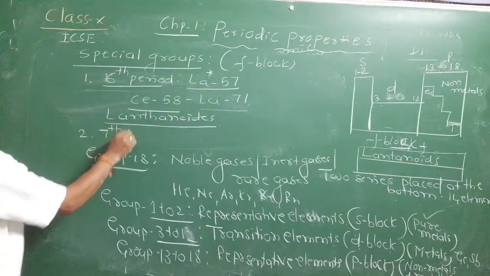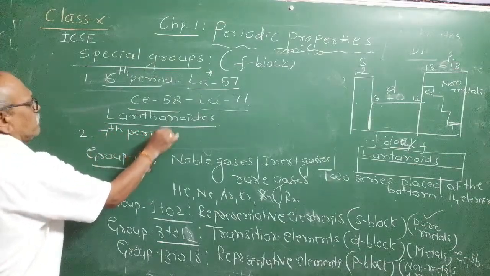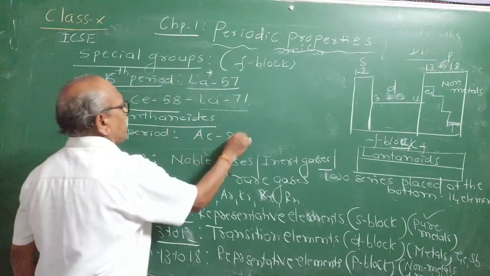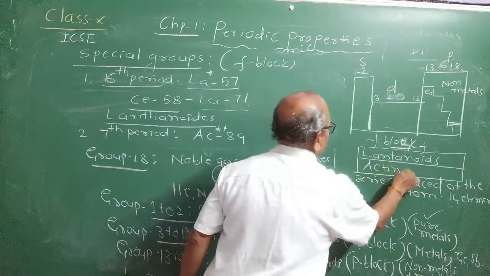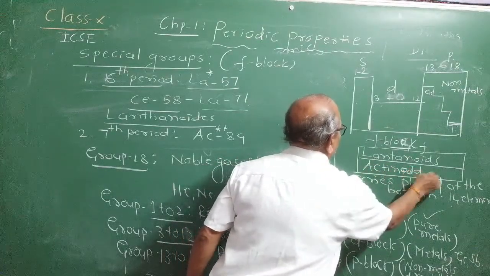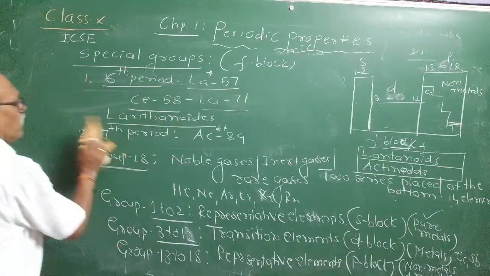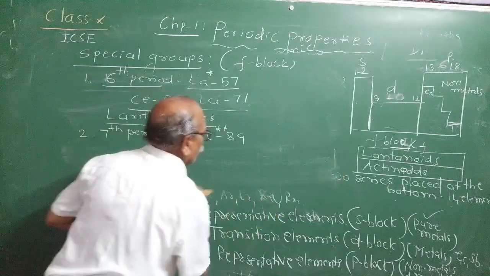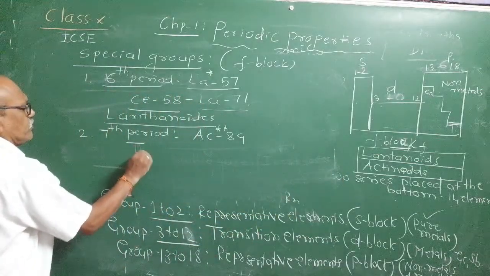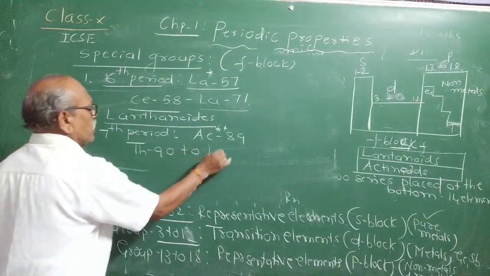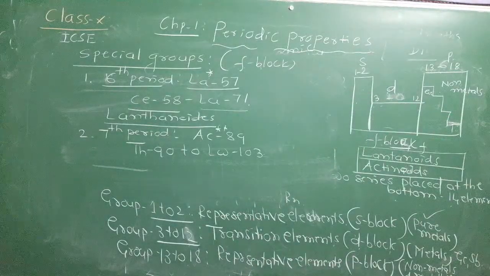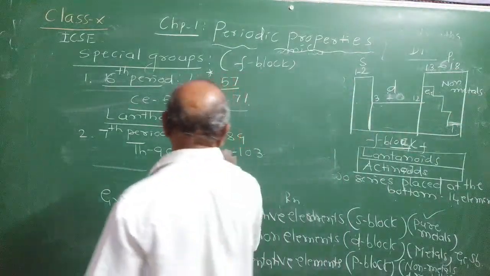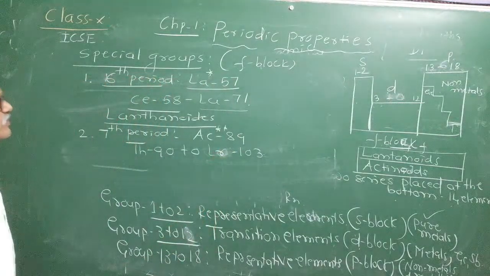Then from 7th period, from actinium, atomic number 89, they are cut and placed at the bottom. They are called as actinide series, and these include 14 elements, starting from thorium, atomic number 90, to lawrencium, atomic number 103. Check in the periodic table. Keep the periodic table open. You can see Lr, lawrencium. And these are important things.